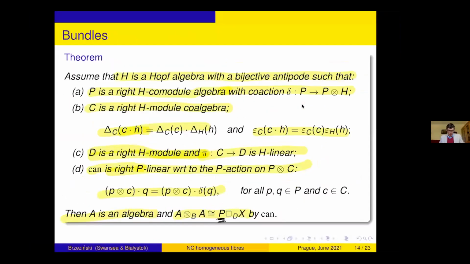Although there is some isomorphism. Okay, I see the point. But it's not a principal. No, it is different then. No, you're right. It is different. Yeah. Okay.